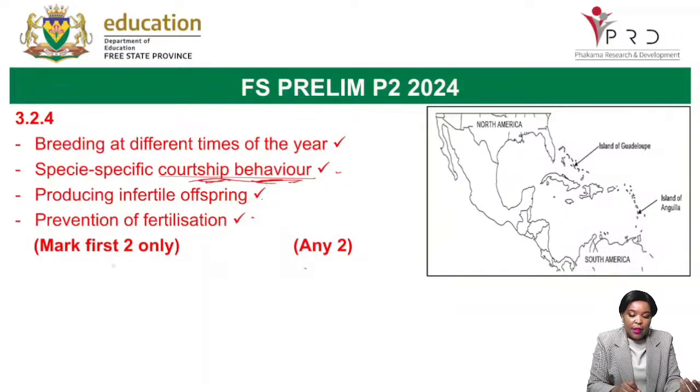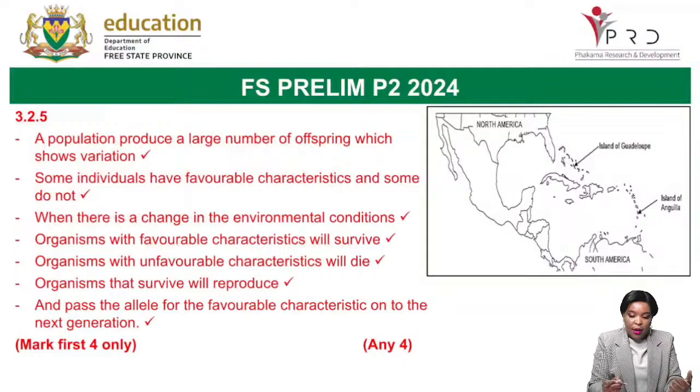So you're going to mark any two, but the first two only. Take note of that principle, because when you write all four of them and you mess up with the first two, the first two are incorrect but the last two are correct, the marker is only going to focus on the first two, and then you will lose marks. So if you are asked for two, write two that you are sure of. I can never emphasize that enough.